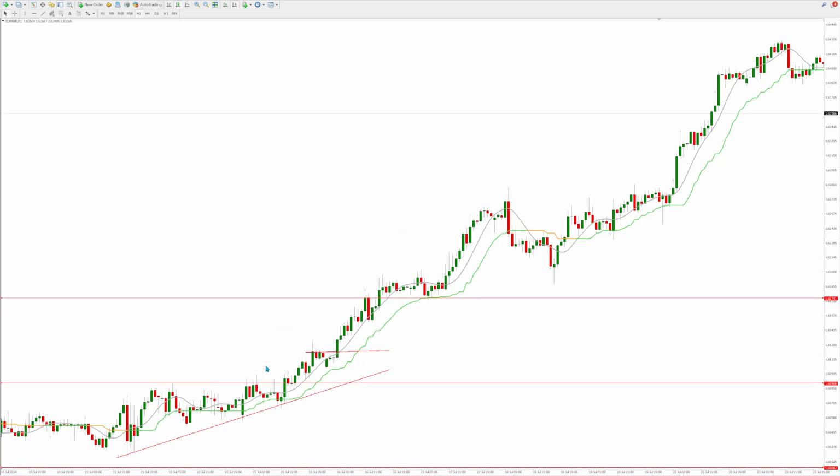So let's say we took this one here. Once we see price break out of this zone, we see the clear uptrend, weighted moving average.